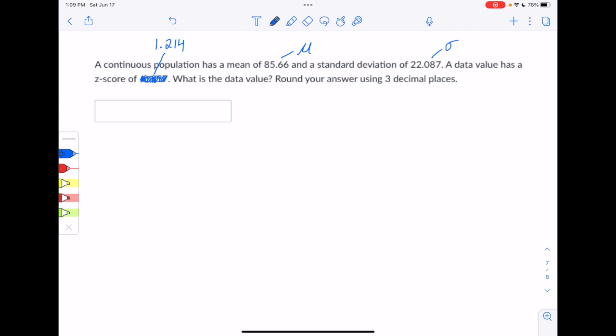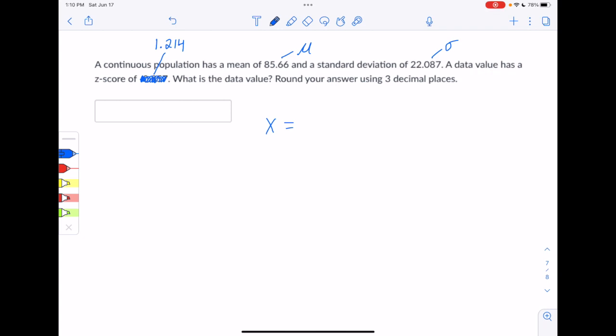So how do we come up with the value they're looking for? Well, first of all, the value they want is an x value. Regular data values are called x's. So what does the z-score tell us? If the z-score is 1.214, it says the x value we want is 1.214 standard deviations above the mean. I know it's above the mean because the z-score is positive. If the z-score is negative, I would do below the mean.